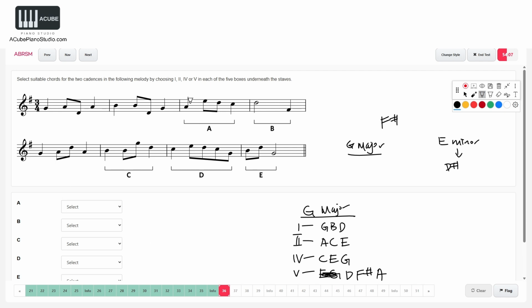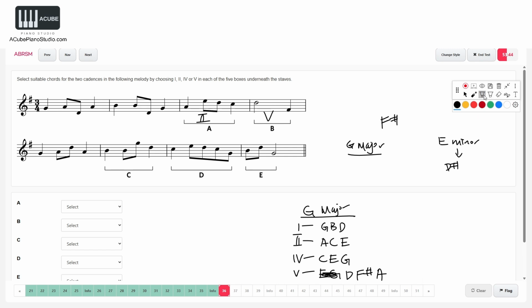What is A? So A, E, D, C. This is a passing note to go from E to C. So this chord consists of A, E, C, A, E, C. So this is chord 2. Next, this one is D and F. If I have D and F, the one is 5. So A is 2, B is 5.